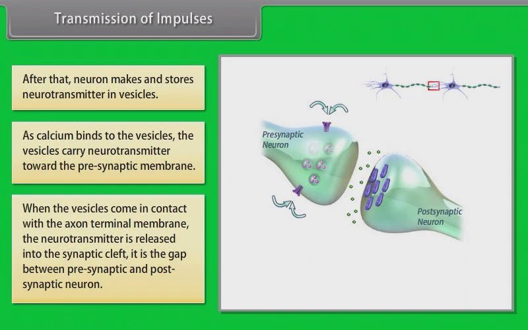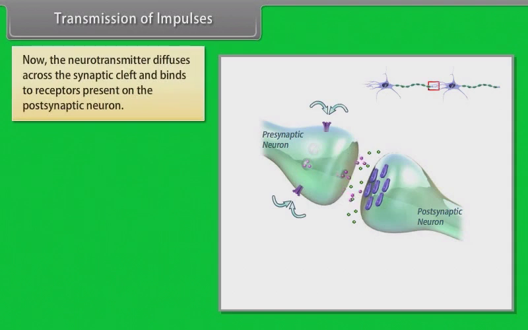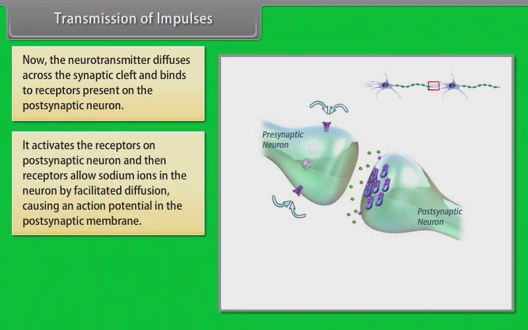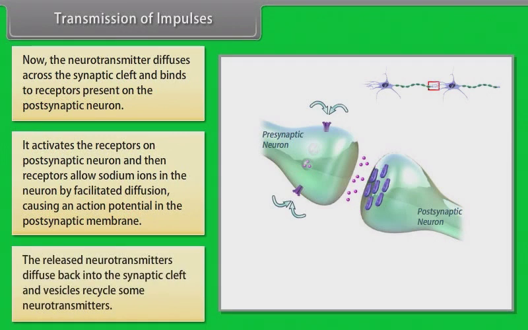It is the gap between the presynaptic and postsynaptic neuron. Now, the neurotransmitter diffuses across the synaptic cleft and binds to the receptors present on the postsynaptic neuron. It activates the receptors on the postsynaptic neuron, and then the receptors allow sodium ions into the neuron by facilitated diffusion, causing an action potential in the postsynaptic membrane. The released neurotransmitters diffuse back into the synaptic cleft and vesicles recycle some neurotransmitters.